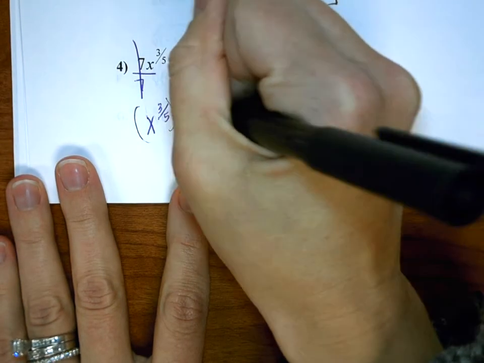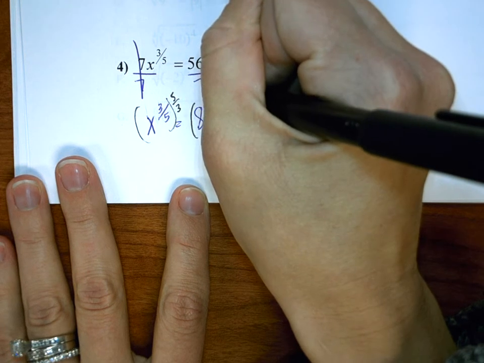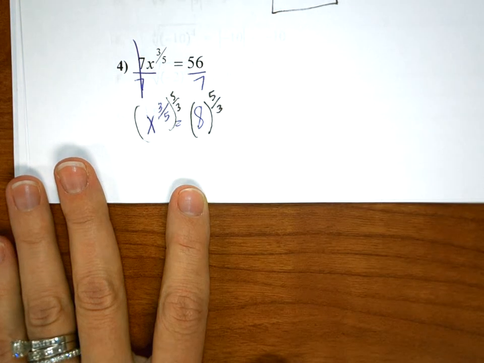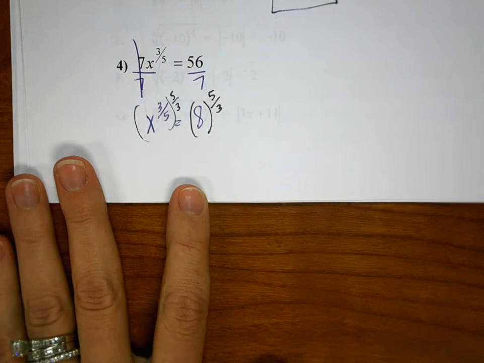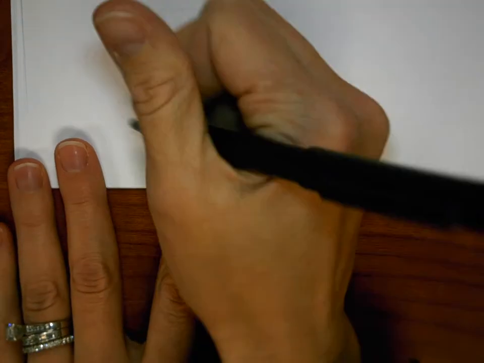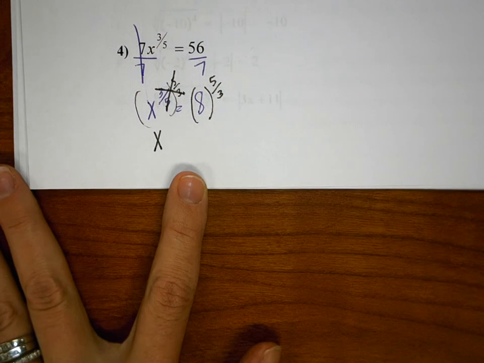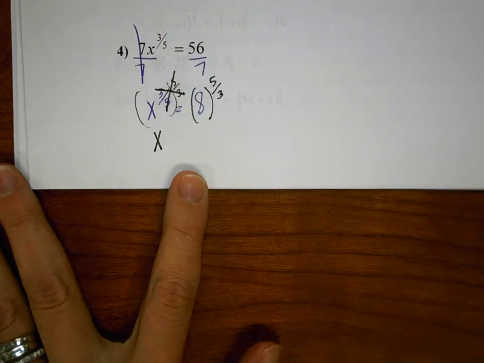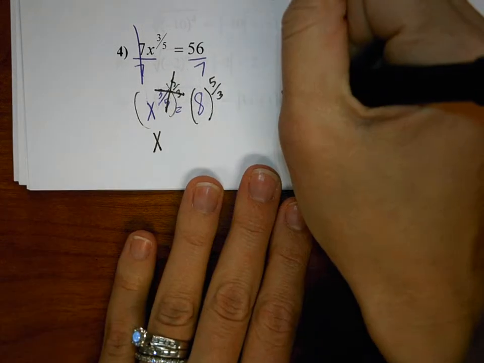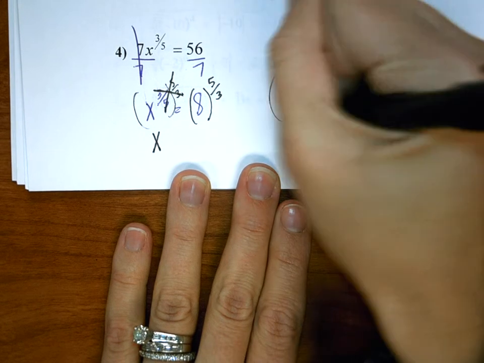And then that means I have to raise this side to 5 over 3 as well. Good. So on the left, 3/5 and 5 over 3, what happens? They cancel out. That's the whole purpose, you want that to cancel out and you just want to have x. Now I have 8 to the 5/3. We learned this before. How do I change this into root form to simplify it? 8 goes inside, so it's the root to the 3rd, and it's 5 times. Good. So it's going to be the cubed root of 8 to the 5th power.